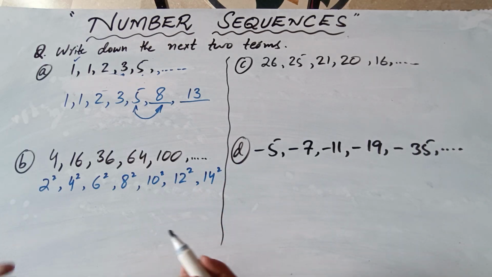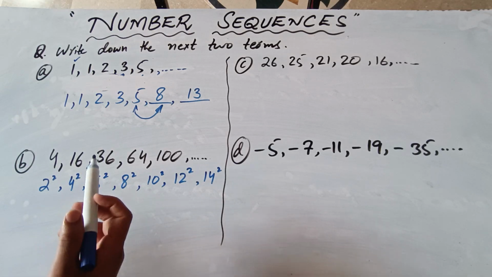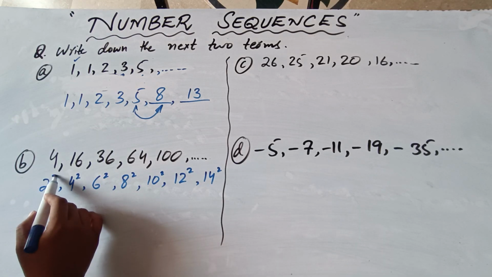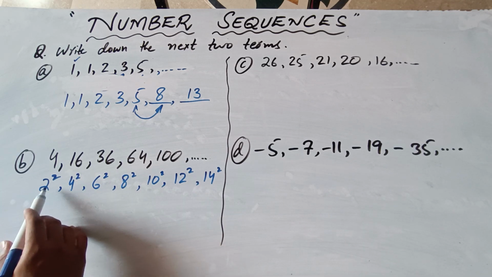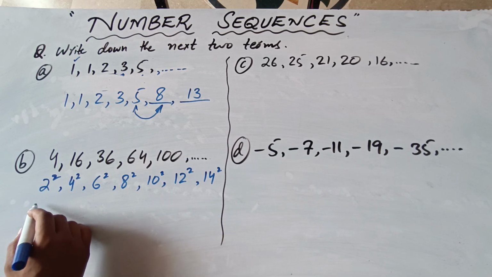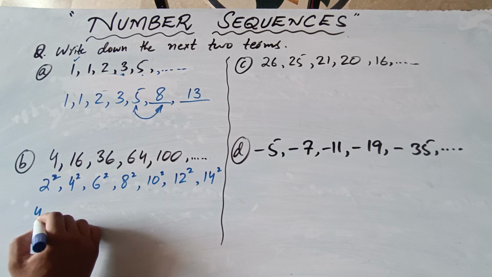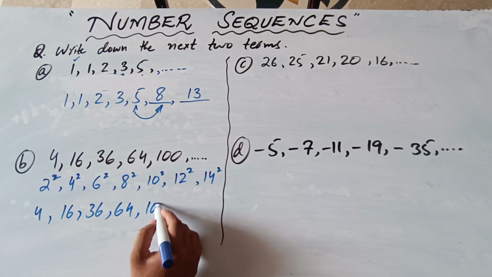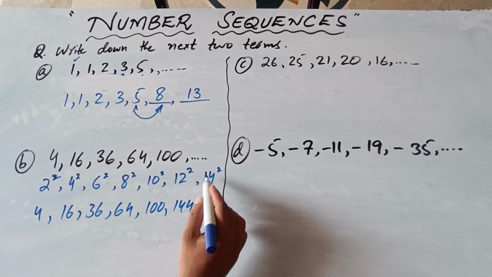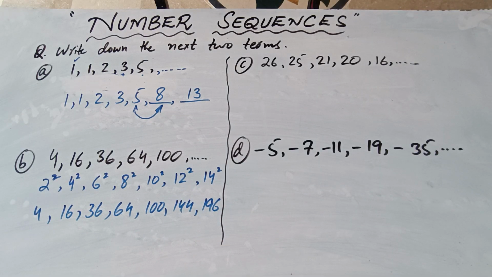So this is how we can crack the pattern, because in each term the pattern is not the same. It may be the same or it may be different. So over here these are the squares of the even numbers starting from 2. Now we can give the answer like 2, 4, 16, 64, 100, 144, 196. This is how we can analyze the next two terms.